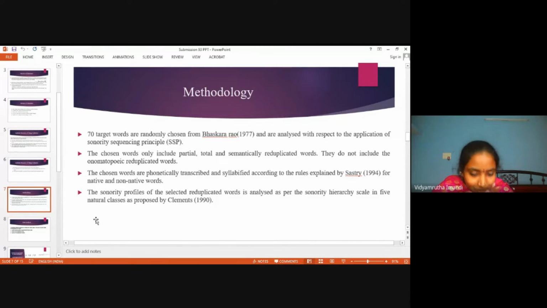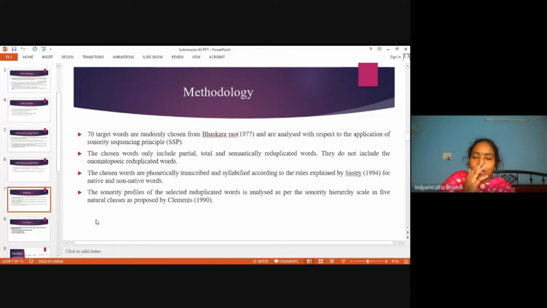The methodology is that I have chosen around 70 target words from Peri Bhaskar Rao's book, Reduplication and Onomatopoeia in Telugu, where he has spoken about various types of reduplication. I have chosen 70 words from his book, which include partial reduplication, total reduplication, and semantical reduplication words, and I have phonetically transcribed and syllabified them.